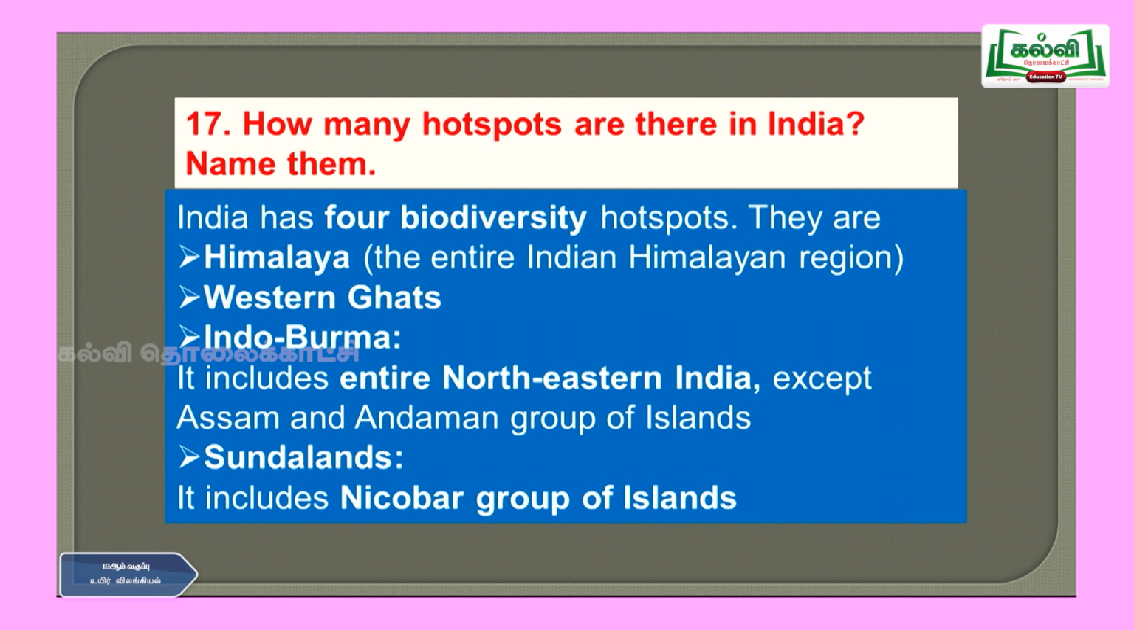Name them. So India has 4 biodiversity hotspots, and they are Himalaya, the entire Indian Himalayan region, and Western Ghats, then Indo-Burma region, that includes entire northeastern India except Assam, and Andaman group of islands in that. Sundalands, that is it includes the Nicobar group of islands. So these are some of the hotspots in India.